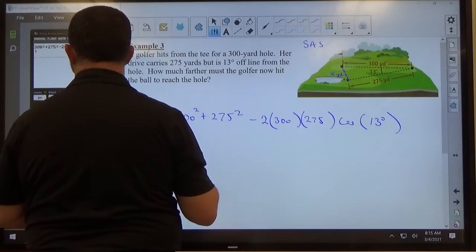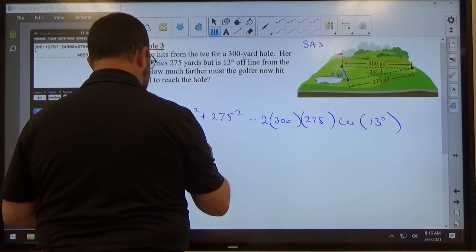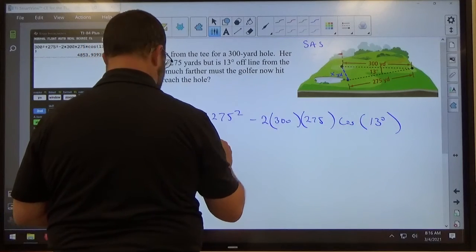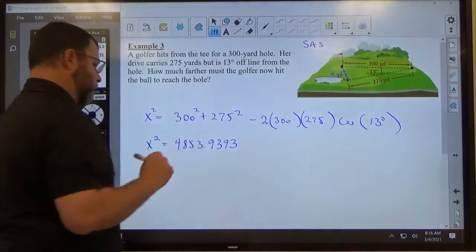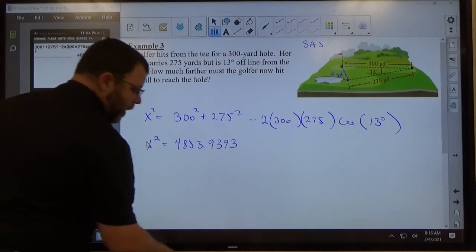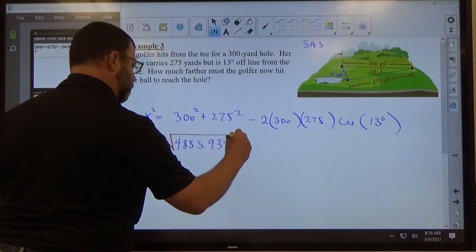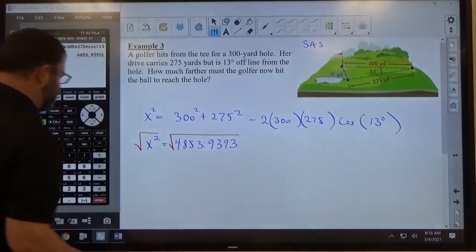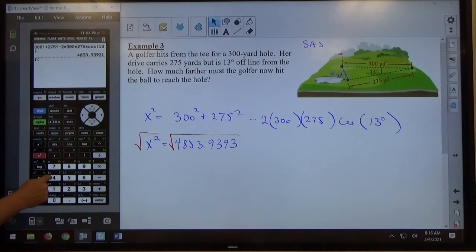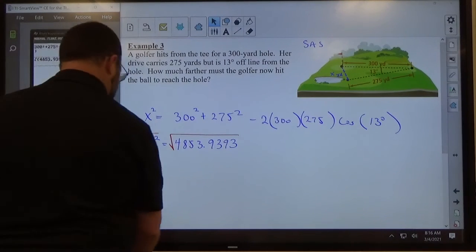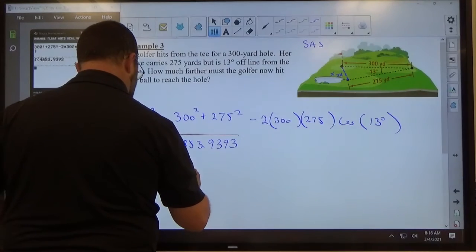So x squared is equal to 4,853.9393. To get x, I'm simply going to take the square root of both sides. So the square root of x squared and the square root of 4,853.9393 comes out to 69.67. It doesn't specify how far to round, so I'm going to go a couple decimal places. So x equals 69.67 yards.